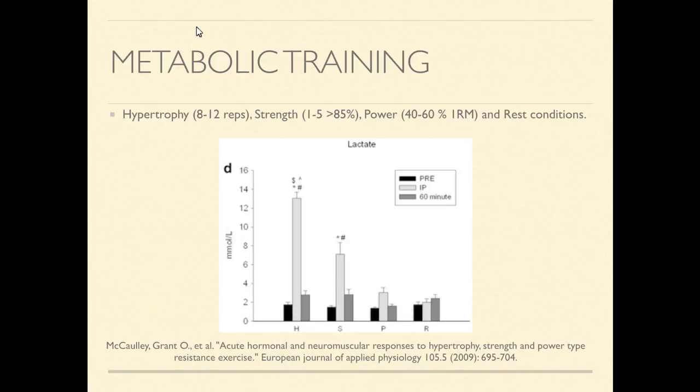So here what you're looking at, again in support of Häkkinen's study, they had hypertrophy was 8 to 12 reps, which is the H, and you're looking at blood lactate levels, strength 1 to 5 reps. You see moderate metabolic stress, and then power 40 to 60% 1 RM, and then rest conditions. So metabolic stress again is optimal when you're training in an 8 to 12 rep range, and you have short rest period lengths.